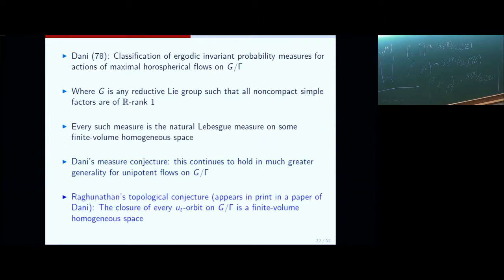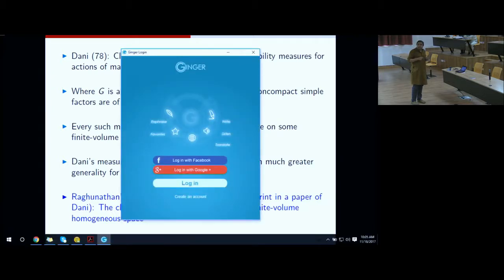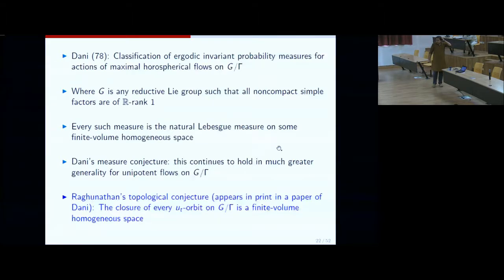So what... okay, before I say that, I should state Raghunathan's topological conjecture. So the topological conjecture gives a description of the closures of the orbits, just as the measure conjecture gives a description of the ergodic invariant measures. It says that the closure of every unipotent orbit on G mod gamma is again a finite volume homogeneous space. Now, I remind you about the result of Dani on the previous page, which says that the dense orbits equidistribute. So there's also an equidistribution statement component in Ratner's theorems, which says that the closure of every orbit is a finite volume homogeneous space. And in fact, inside this space, the orbit equidistributes. Okay? So this was the situation in the early 80s.